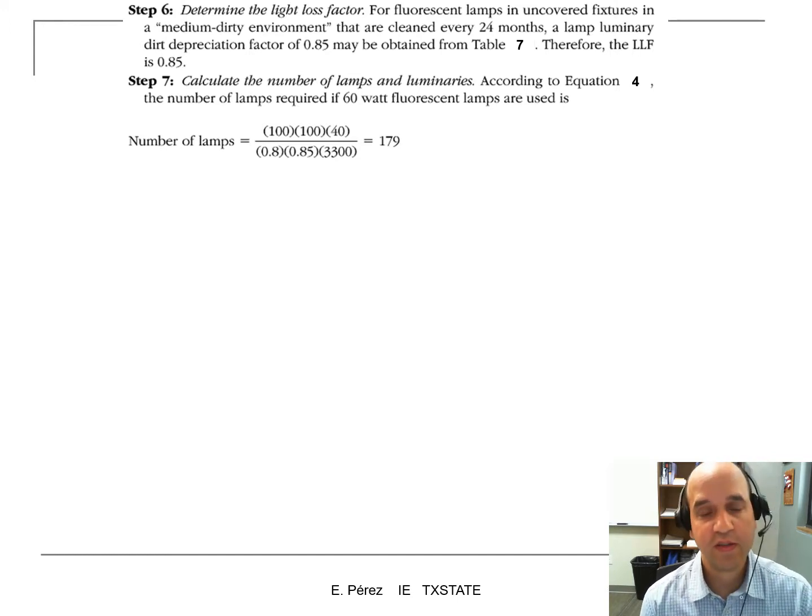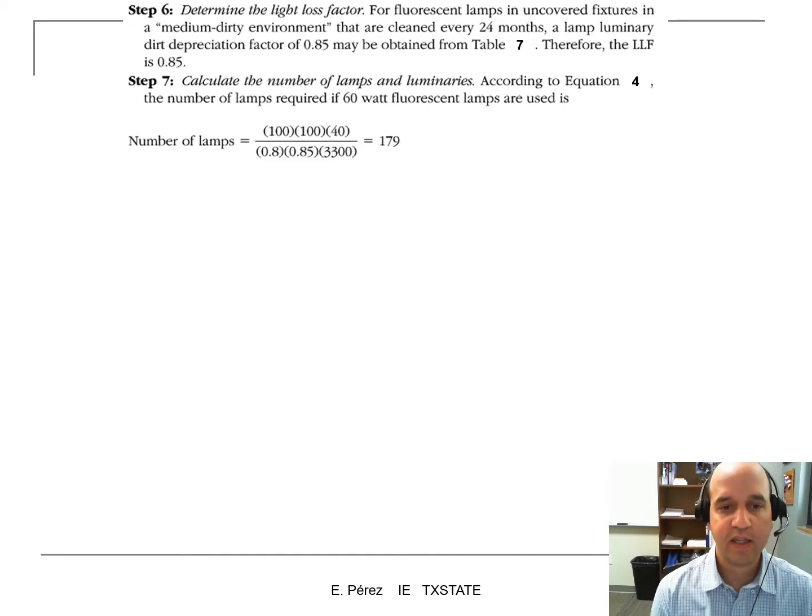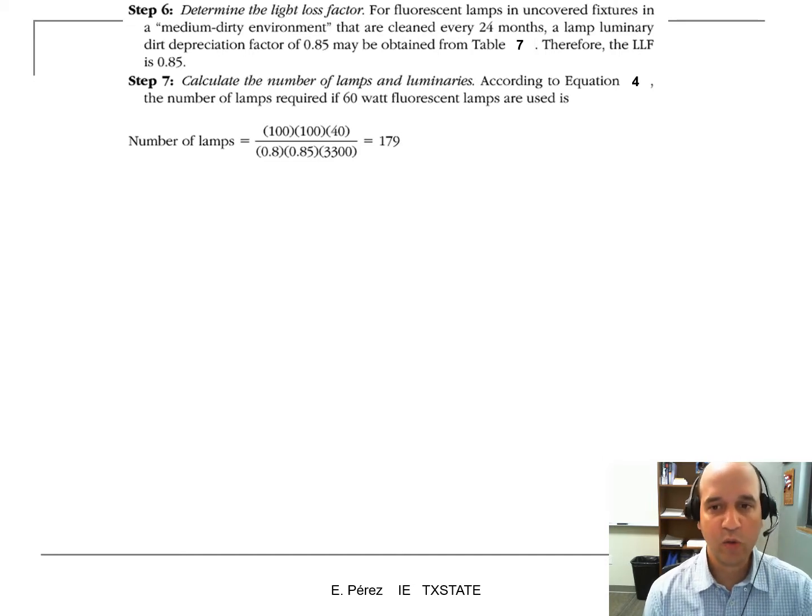So using all the data that we have compiled until this point, we can go to step 7, which is calculating the number of lamps and luminaires. So according to equation 4 in this lecture, the number of lamps required, if 60 watt fluorescent lamps are used, is 179. So that's after substituting the numbers into equation 4.